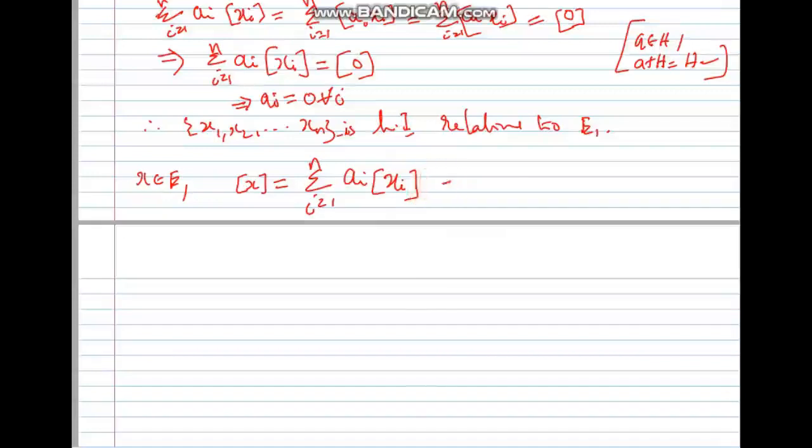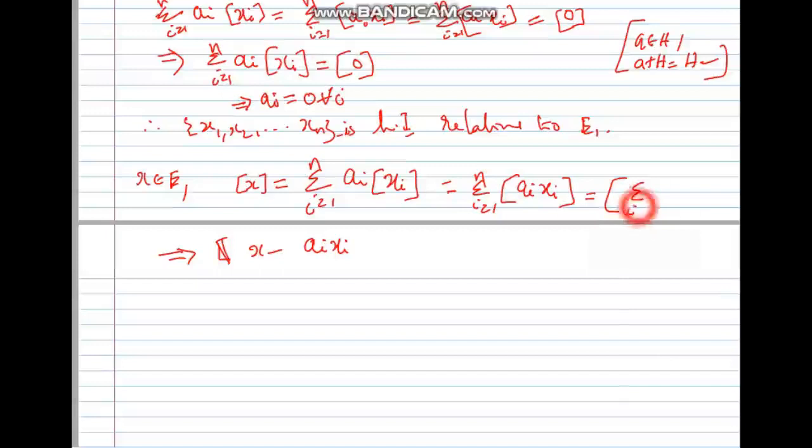Again, by the linearity property, this is equal to the sum from i equal to 1 to n of ai xi. Okay, now which implies x minus the sum of ai xi, which can again be written as the coset of the sum from i equal to 1 to n of ai xi. So which implies x minus the sum of ai xi belongs to E1. How?